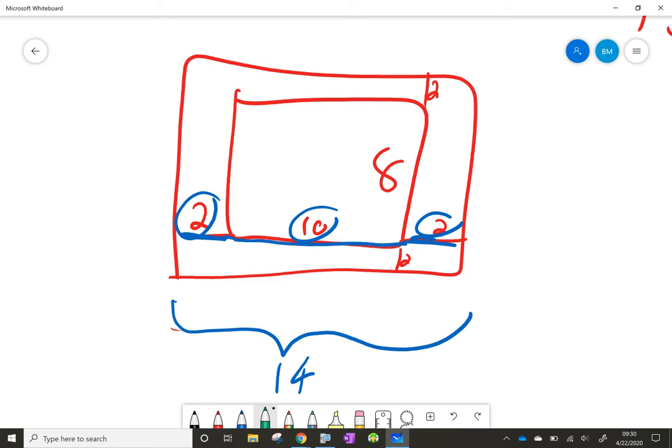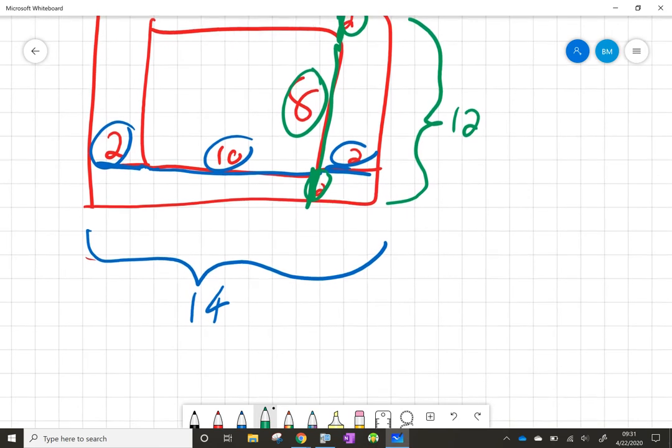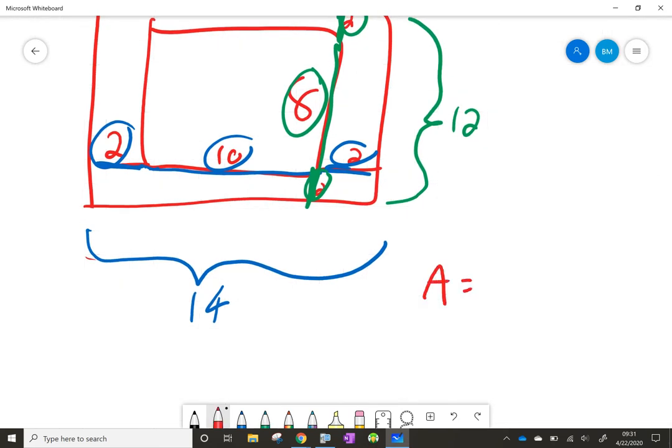And then the width here would be 2 inches for this part, 8 inches for this part, 2 inches for this part. So add all that together, that's going to be 12. So if everything works out the way it should be, the area should be 168. If we did the area formula, length times width, then we'd be doing 14 times 12. And if we take our calculator and we do 14 times 12, we get 168, which is the area that it told us to have earlier.